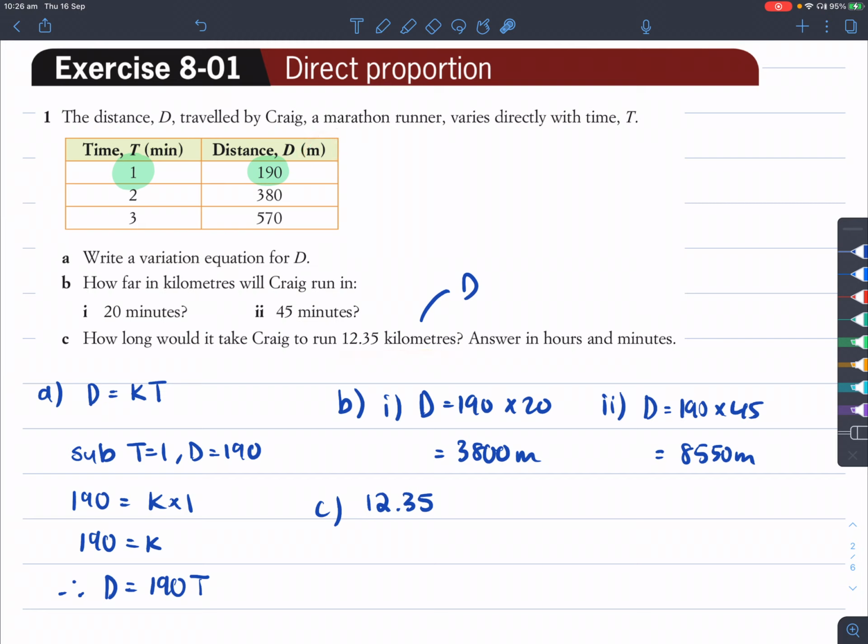So I've got to actually convert that 12.35 to meters first, and I need to multiply that by 1,000. So 12.35 times 1,000 gives me 12,350. That's equal to 190t. So then if I divide both sides by 190, now that will give me the correct time.